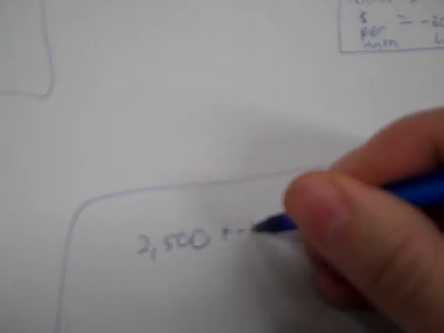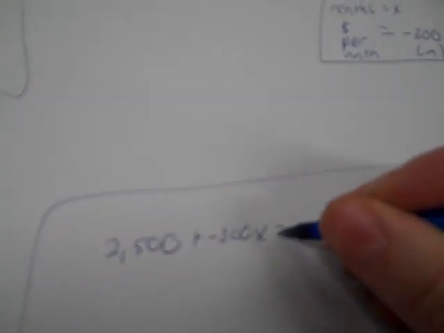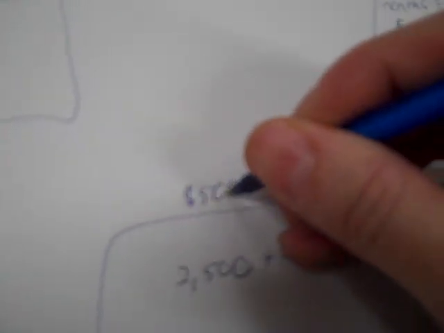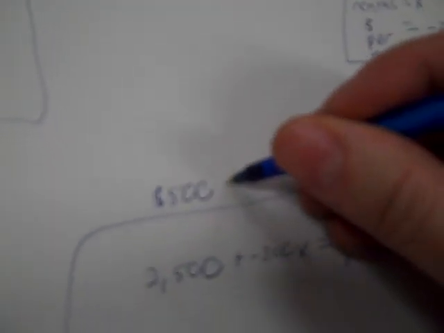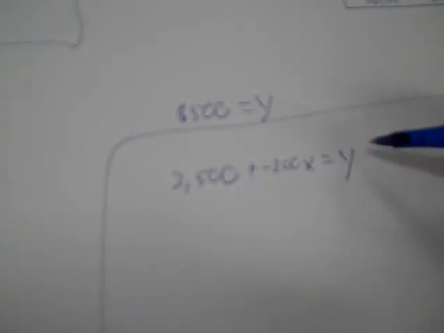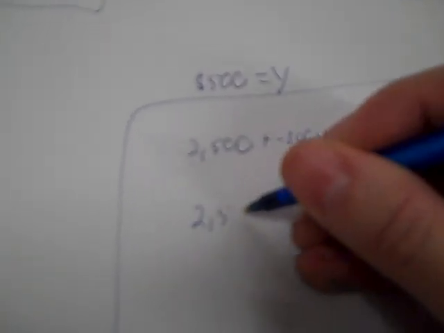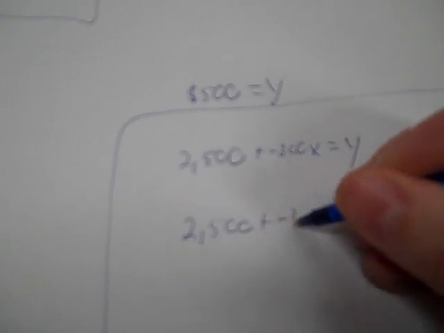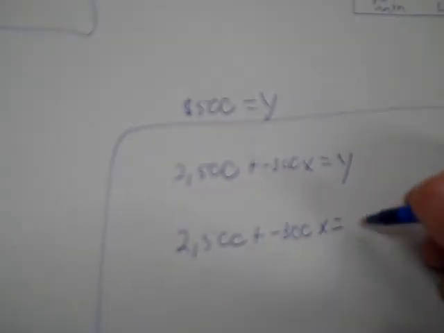Now you had 2,500 to begin with. That's your B. Okay, and there's your equation. I've got 2,500 plus negative 300X equals Y. And we're not going to put 0 in for Y because we're not going to wait till it's 0. We're going to wait till it's $500, so 500 is equal to Y. Get that Y out of there and put 500 in it. 2,500 plus negative 300X equals 500.